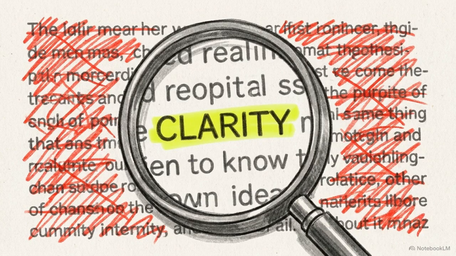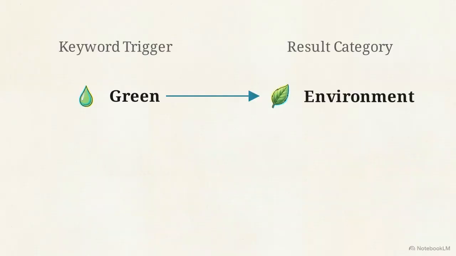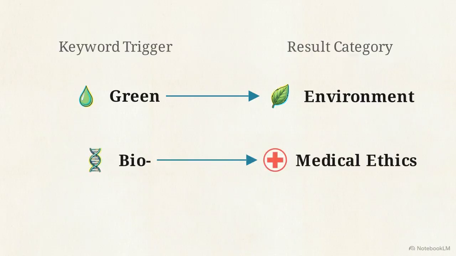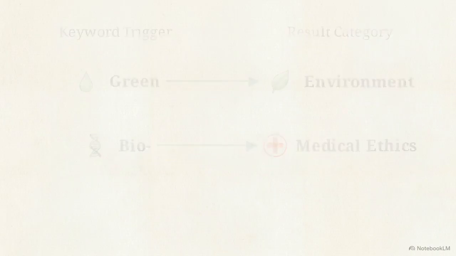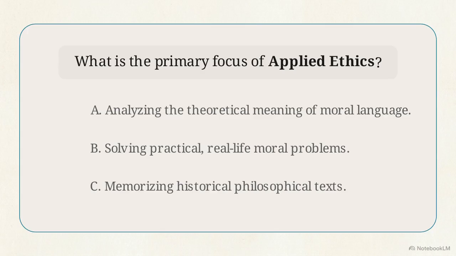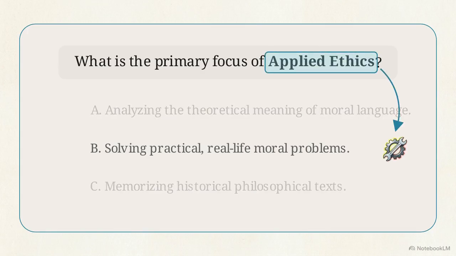Test makers rely on specific root words to signal the correct answer. It works like this. If a question uses the prefix green, the answer involves the environment. Bio points straight to medical ethics. And when you see applied ethics itself, look for the option mentioning practical application or real-life situations. The connection is built right into the prompt.